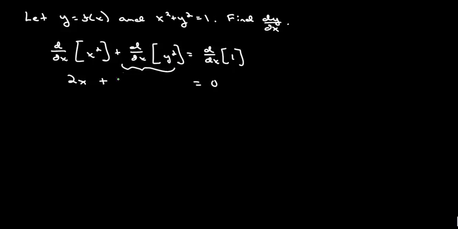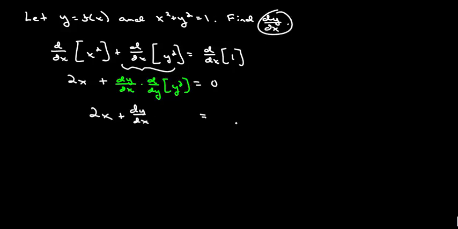So this piece right here is going to become dy dx times dy of y squared, like that. So this gives us 2x plus dy dx. I don't know what that guy is yet. That's what we're trying to find. We're going to solve for that. And then dy of y squared is 2y.